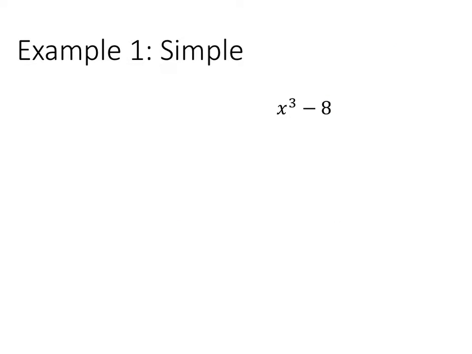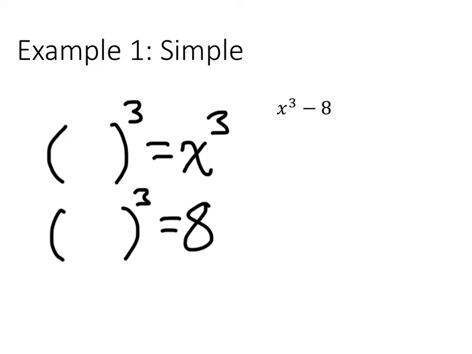For our first example, we're going to factor x cubed minus 8. We notice that x to the third and 8 are both perfect cubes. Notice that we don't care about whether the 8 is positive or negative because we're using the formula.